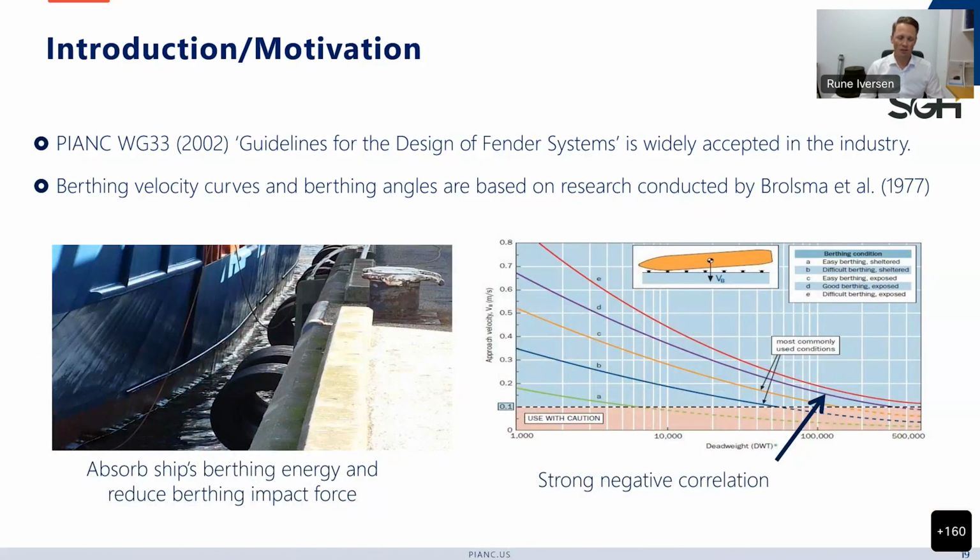which has been widely accepted in this industry, published some berthing velocity curves from a study by Brolsma in 1977. The curves were based on a limited number of measurements and a lot of extrapolation in the curves. And I think one of the real weaknesses, if you want to call it that, with those curves is that they show a really strong negative correlation when it comes to berthing velocity versus vessel size. So vessel sizes get bigger, berthing velocities go down, and that's not necessarily what happens once you get up to certain vessel sizes, you will see.